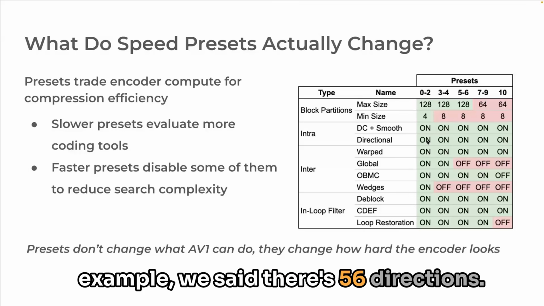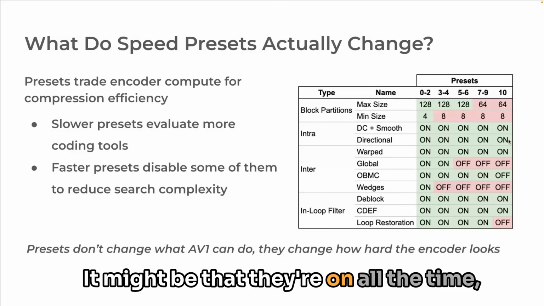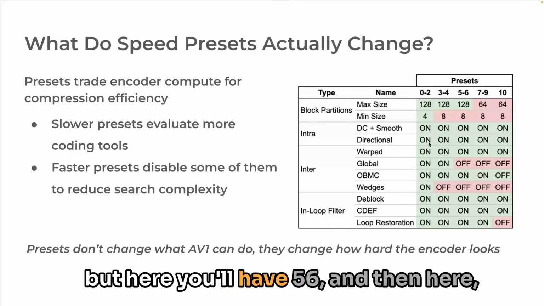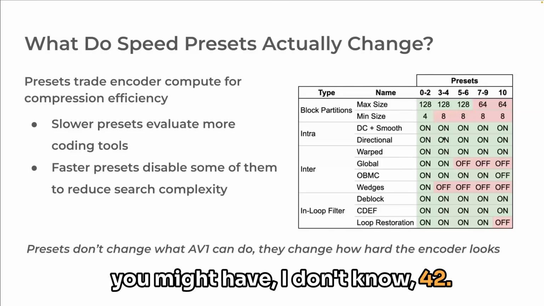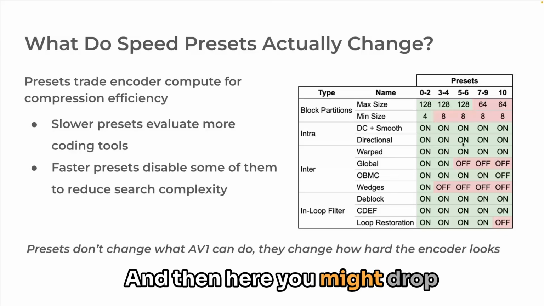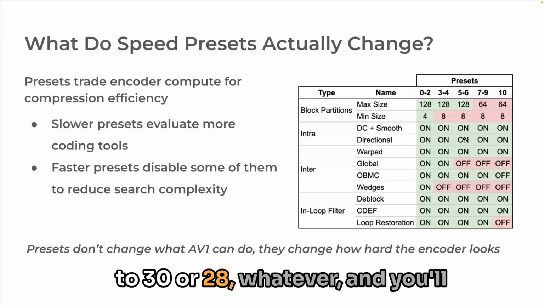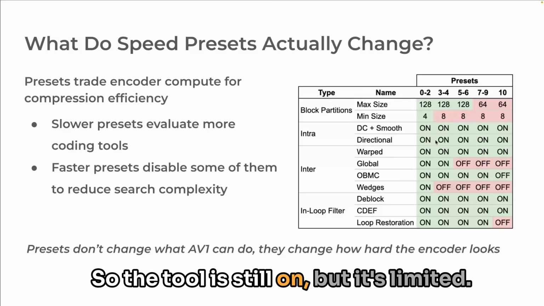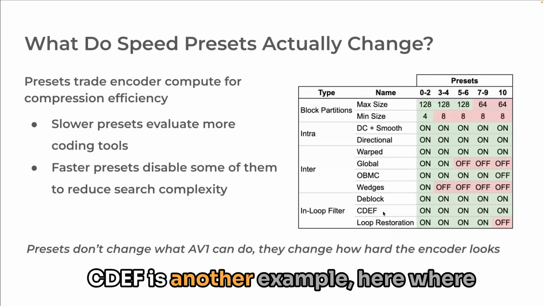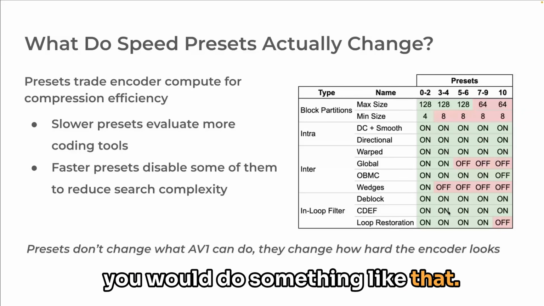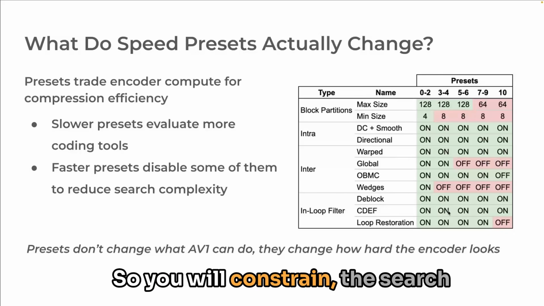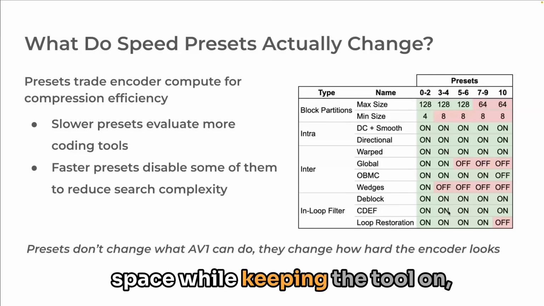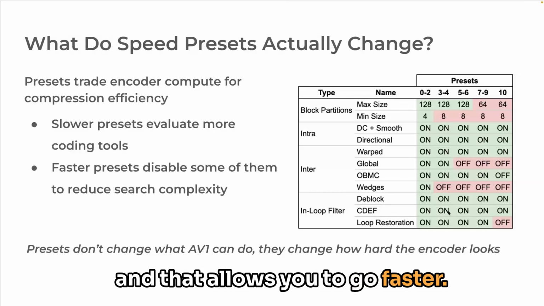We said there's 56 directions. It might be that they're on all the time, but here you'll have 56, and then here you might have, I don't know, 42, and then here you might drop to 30 or 28, whatever, and you'll keep dropping down like that. So the tool is still on, but it's limited. CDEF is another example here where you would do something like that. So you will constrain the search space while keeping the tool on, and that allows you to go faster.